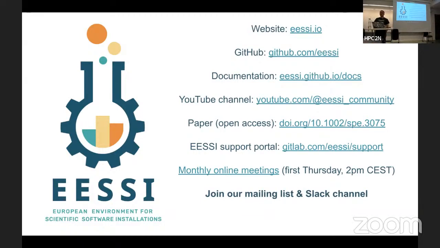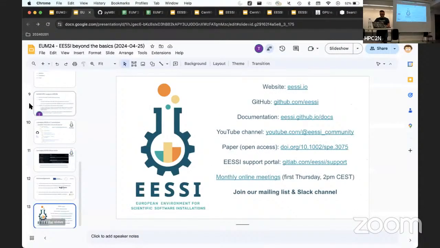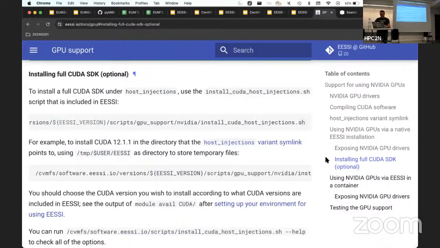You only need to do that if you want to compile your own GPU software on top of what's in Easy. So for running it, you don't need it at all. You only need to expose those GPU driver libraries, and then you can run device query or GROMACS or whatever. It's mentioned in the documentation. Maybe I didn't explain that well enough, but in here it says installing full SDK.